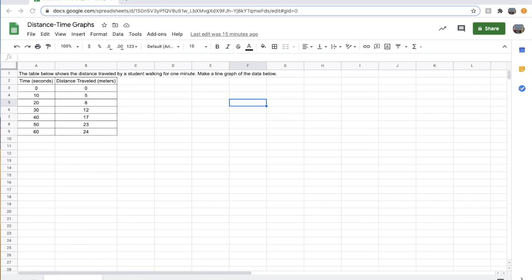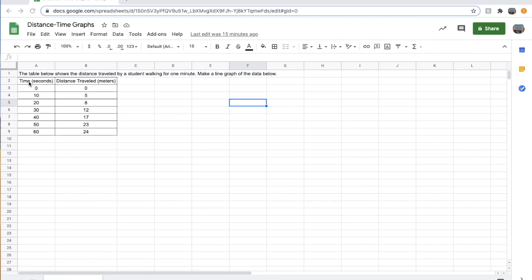We have walking speeds, which we'll work on first, and then the second set is going to be car speeds. So our walking speeds, the table below shows a distance traveled by a student walking for 1 minute. Make a line graph of the data below.